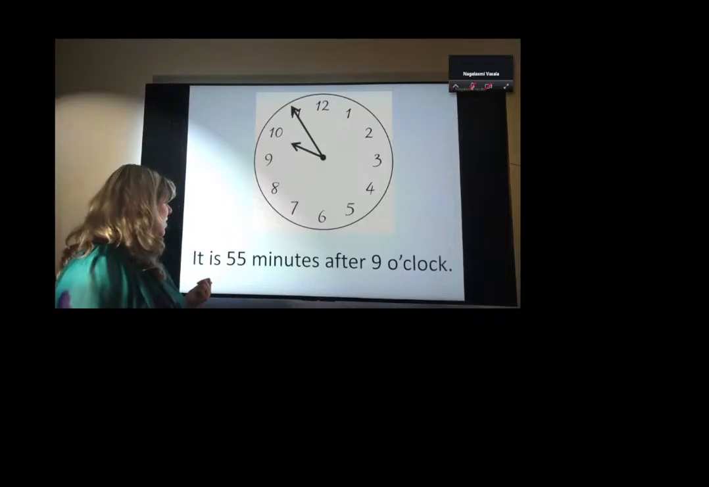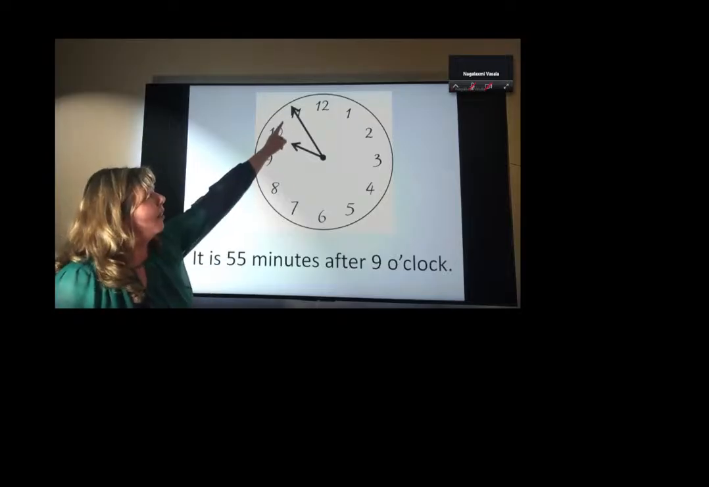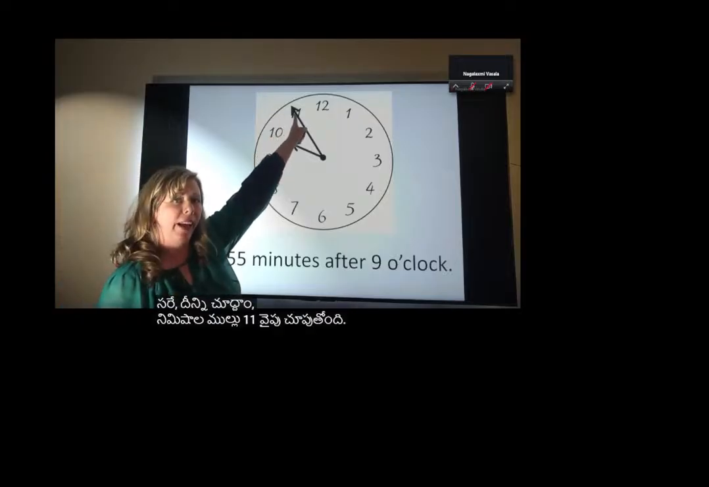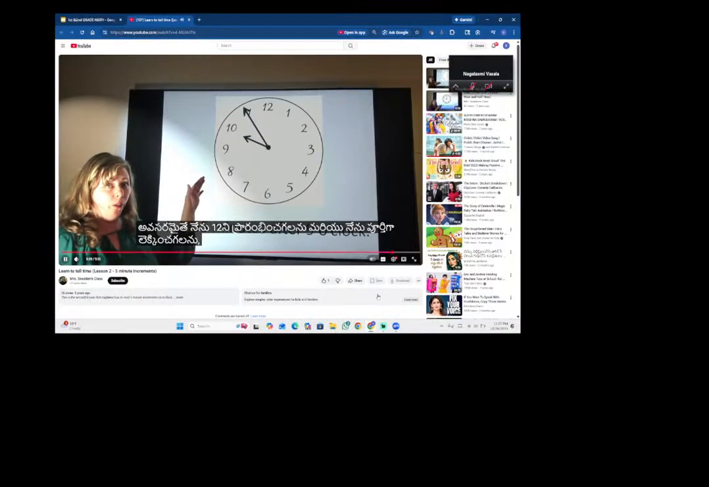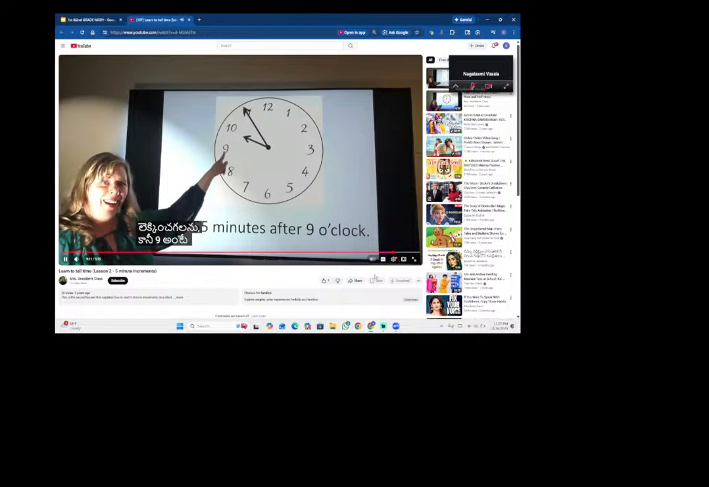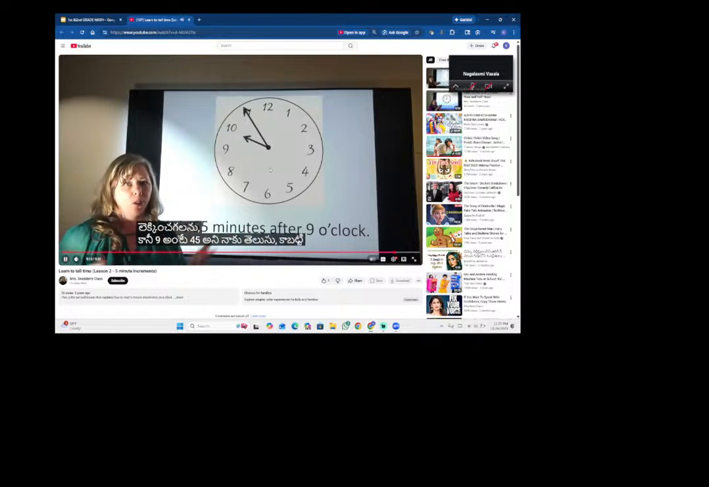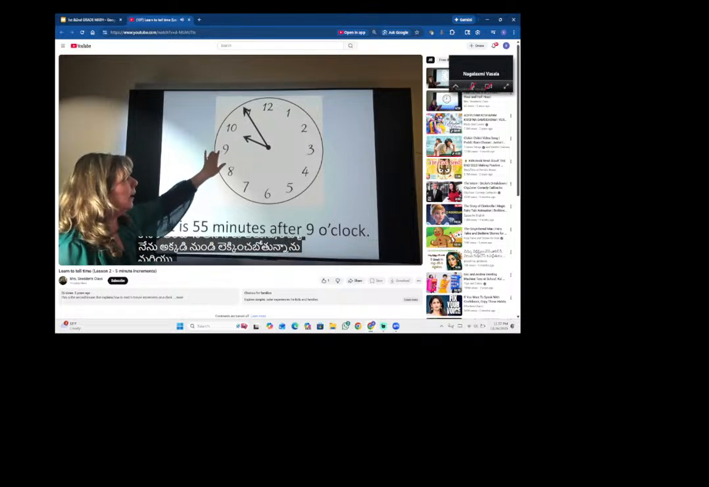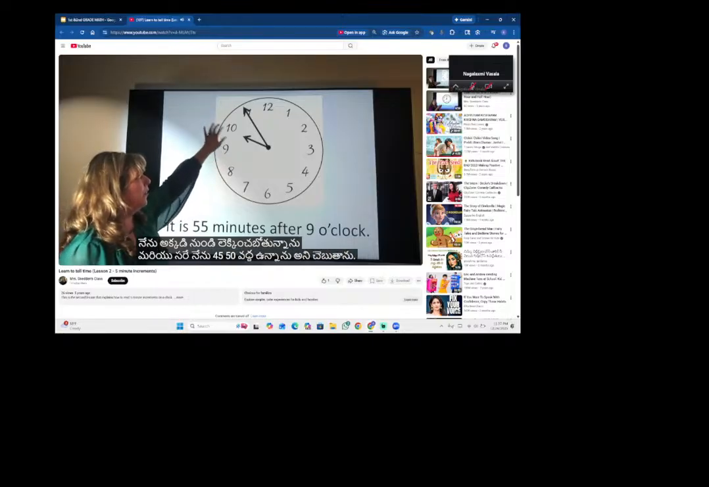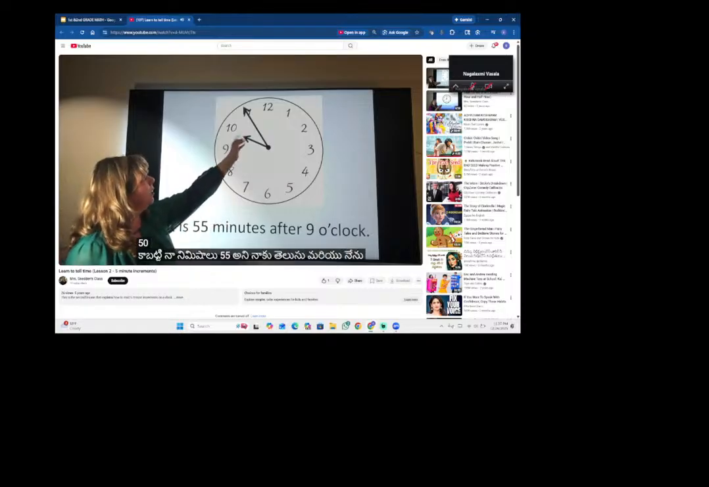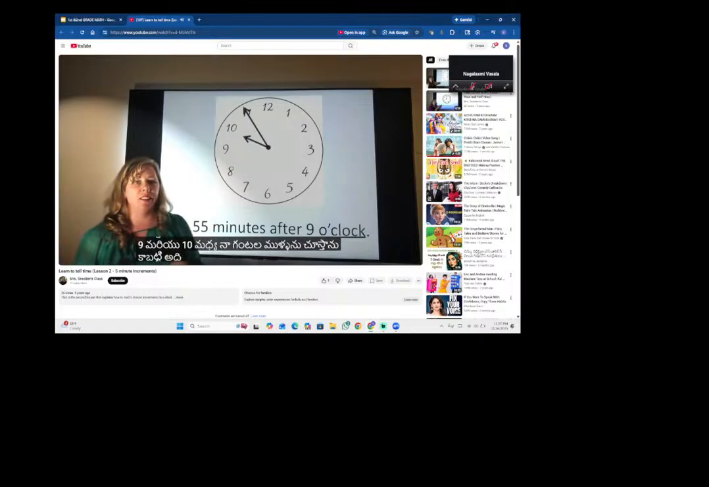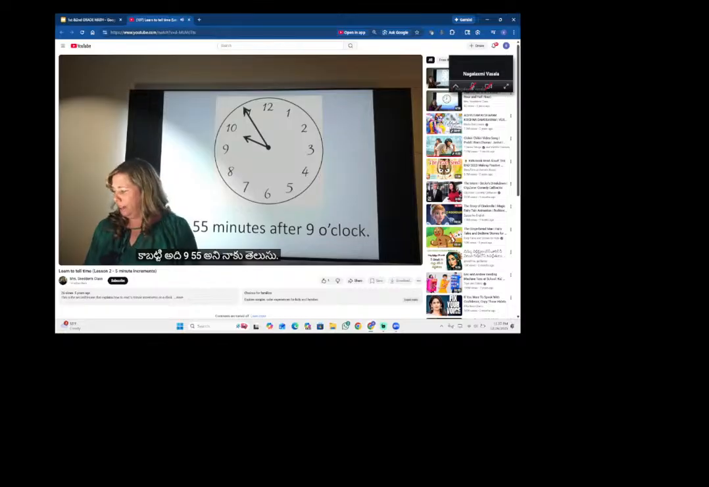All right, let's look at this one. The minute hand is pointing at the 11. Now, I can start at 12 if I need to, and I can count all the way around. But I know that the 9 stands for 45, so I'm just going to count up from there. And I'm going to say, okay, I'm at 45, 50, 55. So I know my minutes are 55, and I look at my hour hand between the 9 and the 10, so I know it's 9:55.